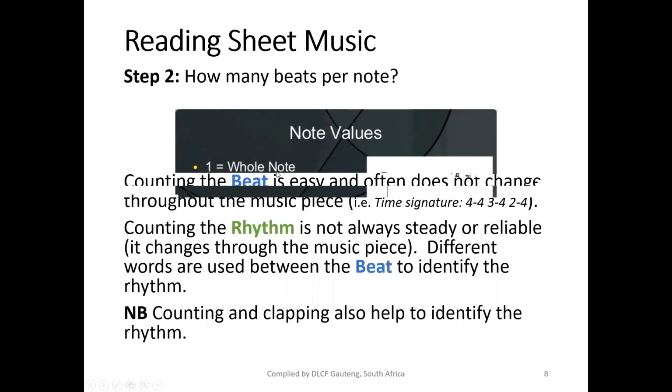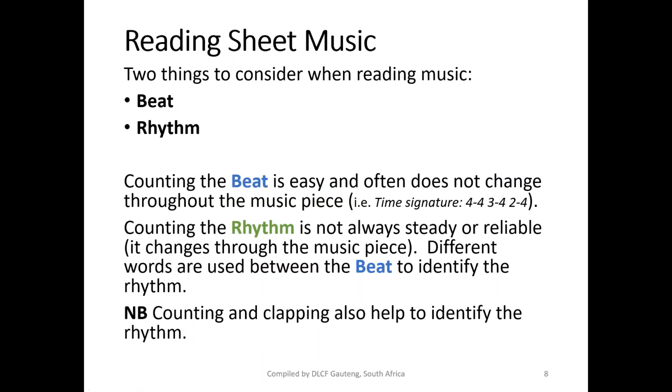Okay, now two things to consider when reading music. Number one is beats, and the next is rhythm. Counting the beat is easy and often does not change throughout the music piece. The time signature tells us the beat. Well, the pace is more the tempo, but the beats tell us how there's a specific way the song is going.